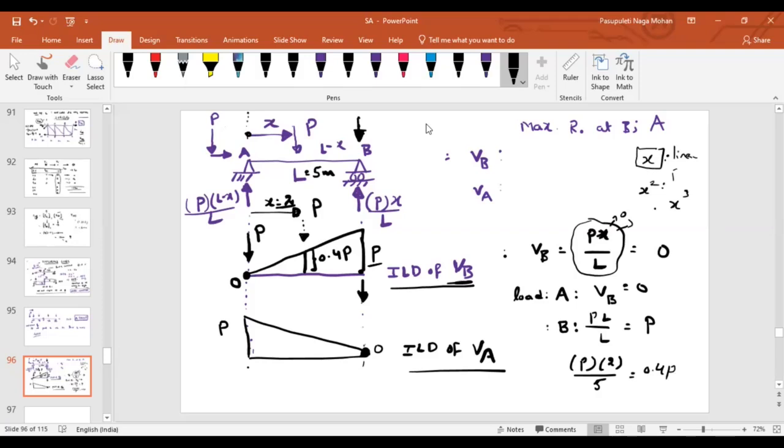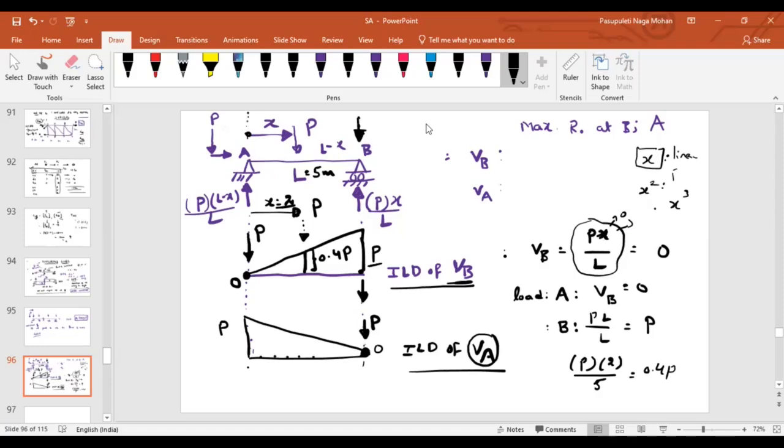When the load is acting at point B, where is the load? And at the point you are talking about, point A, the reaction. Here, the load is at which point? The load is at point B. If the load is at point B, what is the reaction of this?